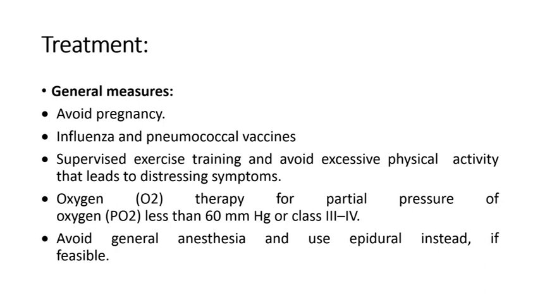We should also supplement oxygen, or give extra oxygen therapy, for those with low partial pressure of oxygen. So if the partial pressure of oxygen, which is abbreviated as PO2, on arterial blood gas is less than 60 millimeter mercury, or the patient has WHO functional capacity between 3 and 4, meaning that the patients are distressed or dyspneic at less than ordinary effort or even at rest. And patients as well should avoid general anesthesia and use epidural instead if necessary.